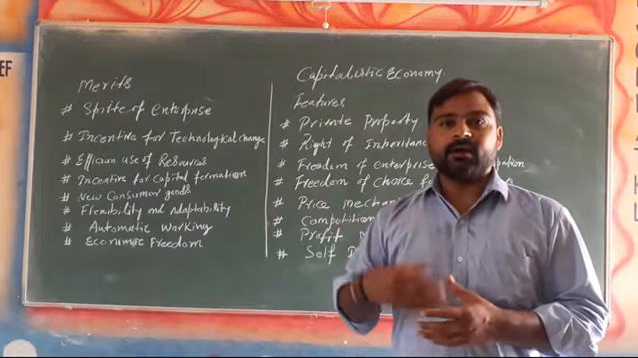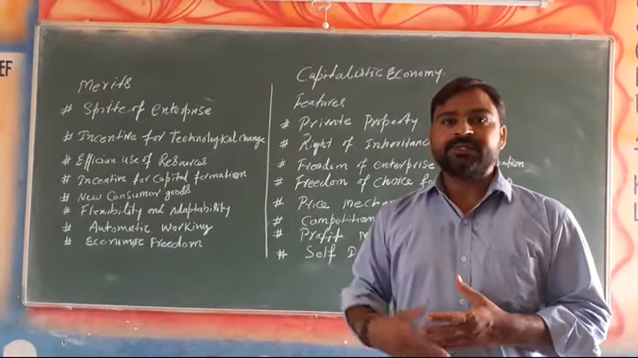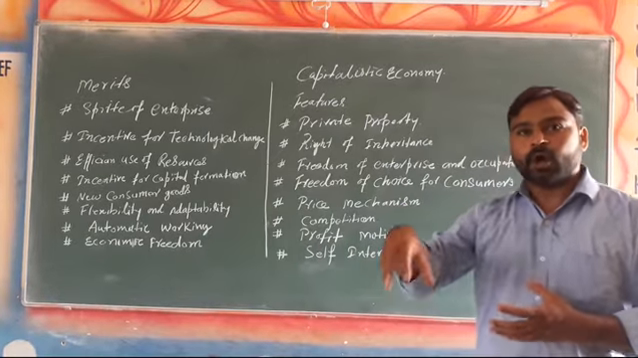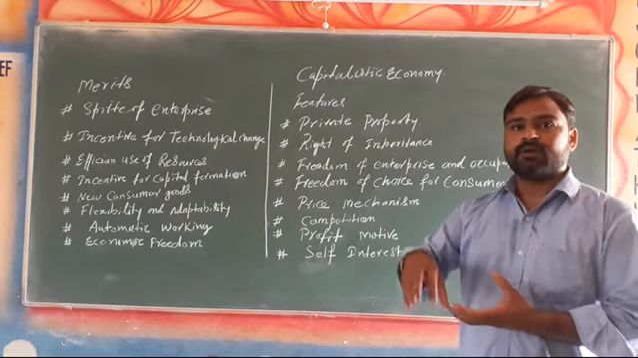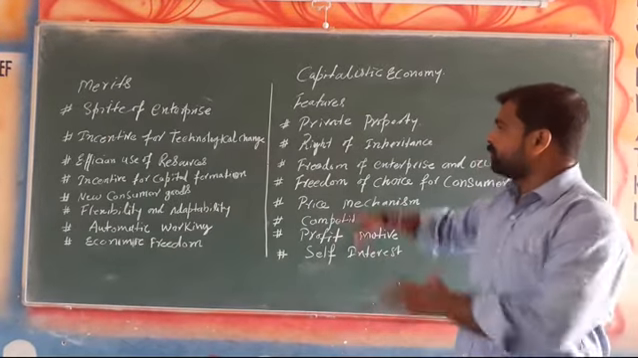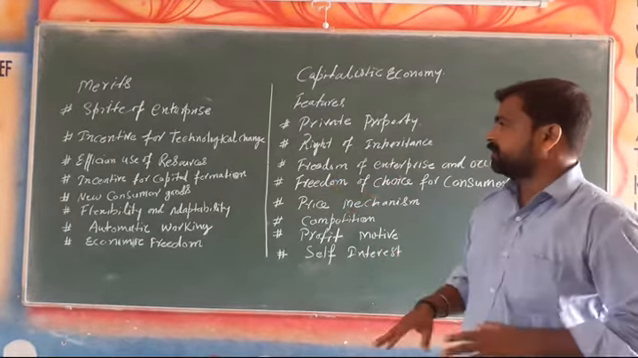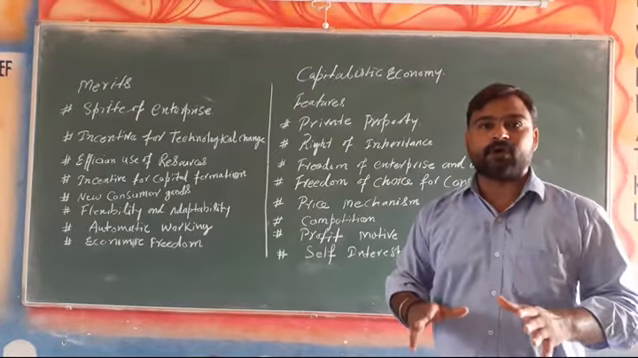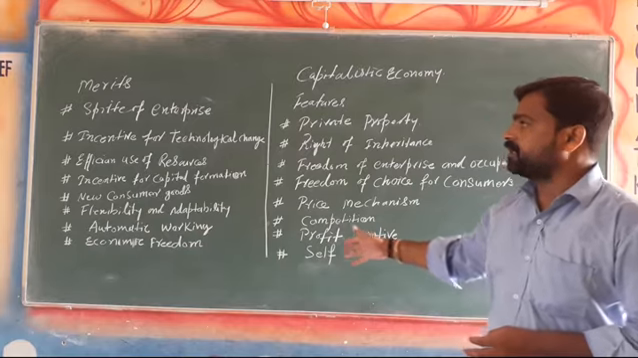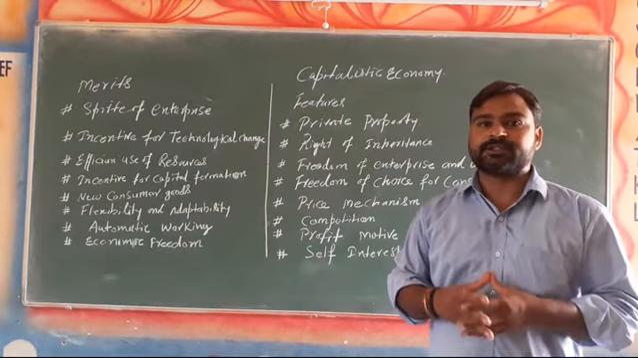For example, America and Canada are the best examples of a capitalistic economy, where all the factors of production are owned by private individuals. Now we will talk about the features and the merits. There are so many merits and features of a capitalistic economy. I have written only 8 features here and 8 merits of a capitalist economy.